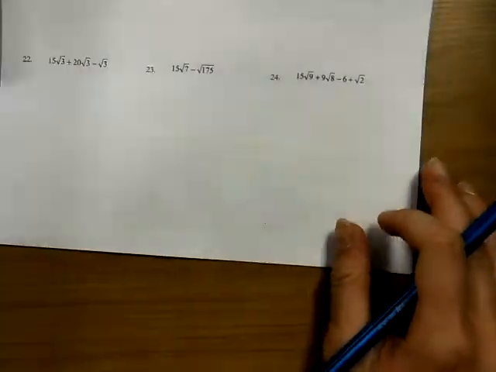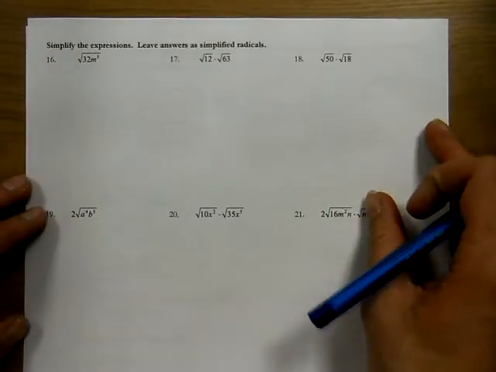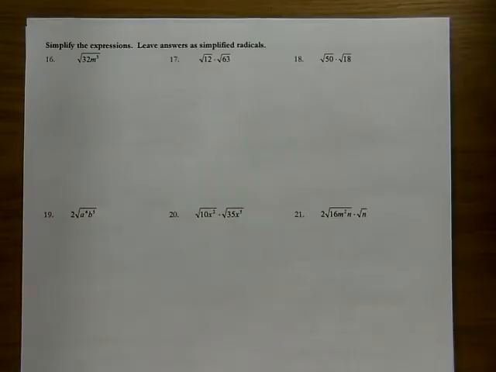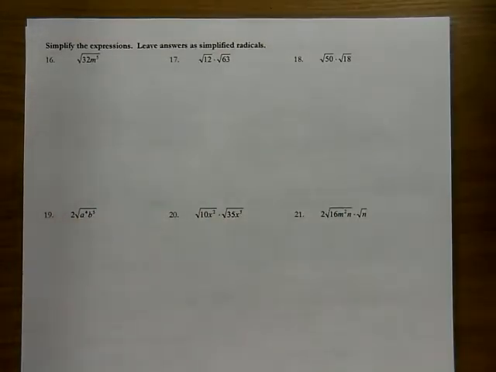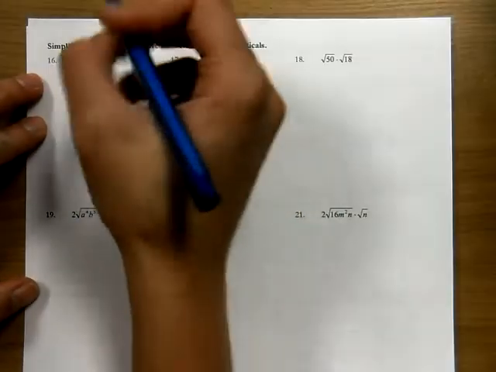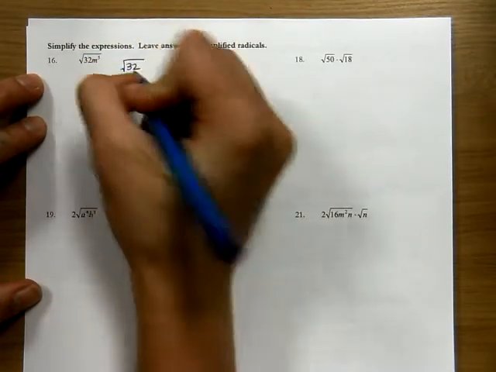All right, moving on to the next one. We're going to start some simplifying expressions. And I see a lot of radicals, so we're going to simplify these square roots. Our answers have to be left in simplified radical form. So this first one, I'm going to simplify the square root of 32 using the factor tree.